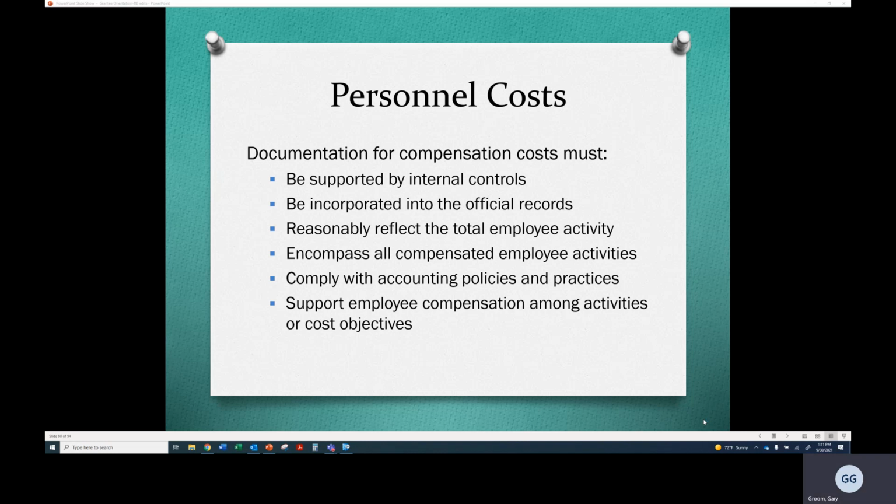Additionally, charges for compensation costs of non-exempt employees must also be supported by records indicating the total number of hours worked each day. And the compensation of employees used in meeting match requirements must be supported in the same manner as compensation claimed for reimbursement from the grant award.